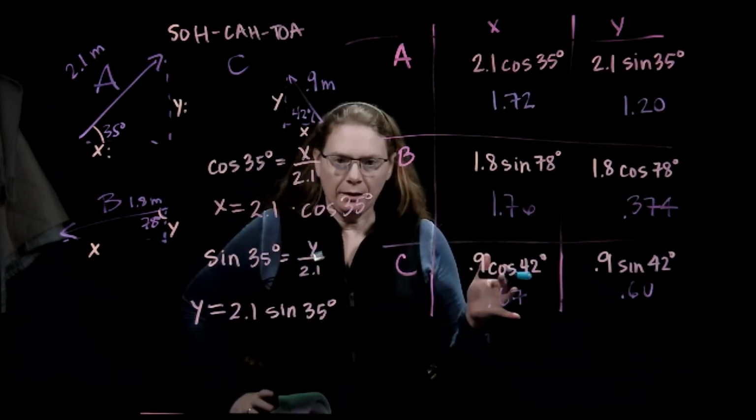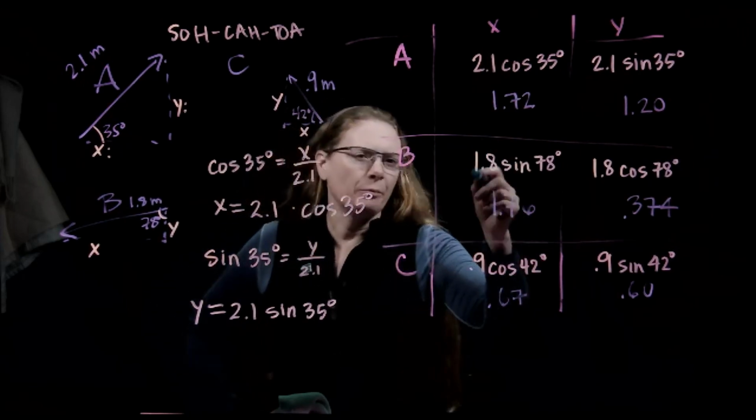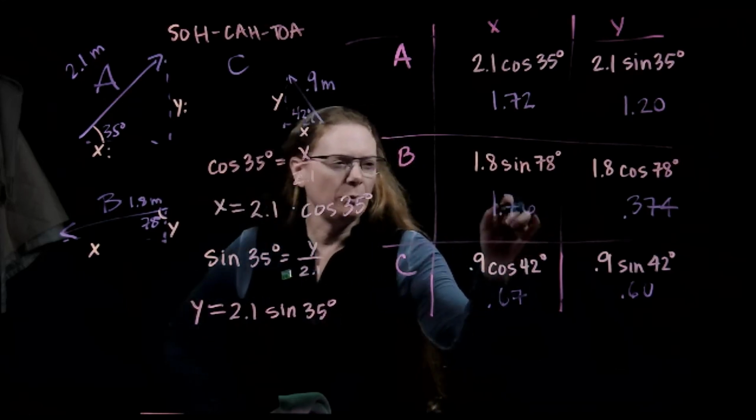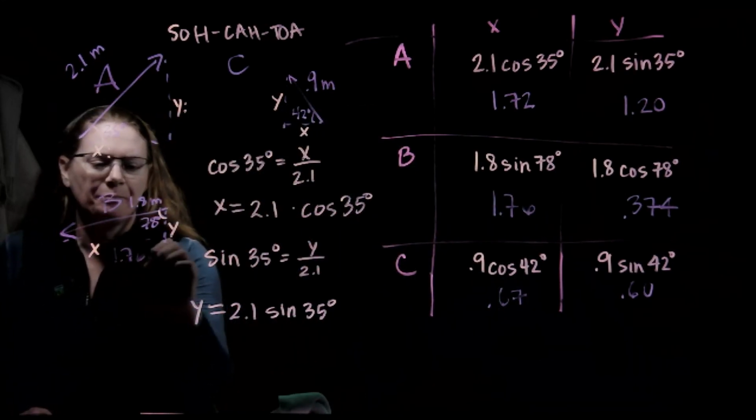All right, so I did the calculations, and here are my components. So for B, the left-right component is 1.76 meters. That's 1.76 meters here. Does that seem reasonable?